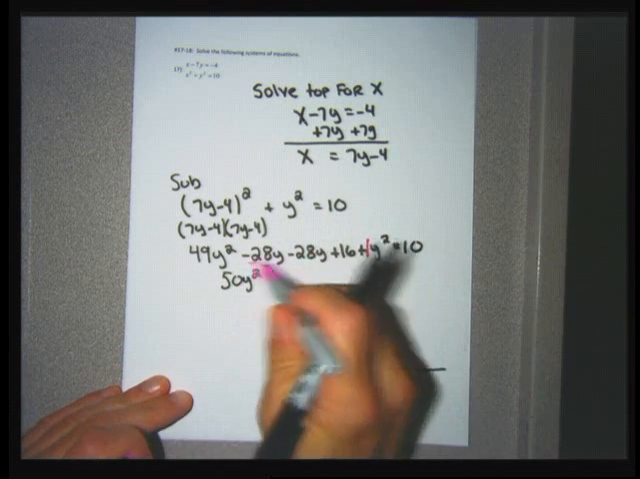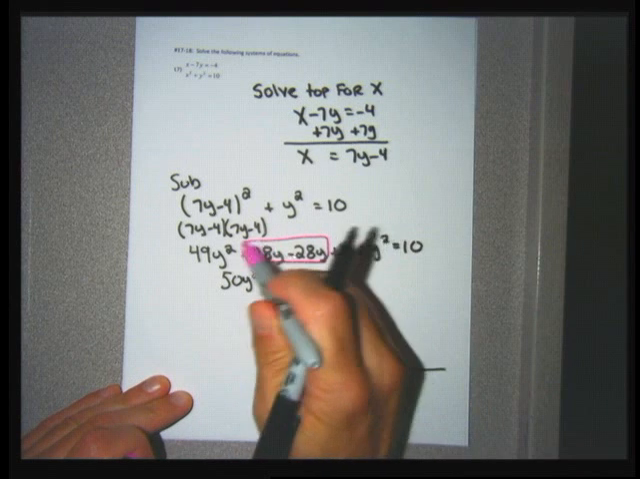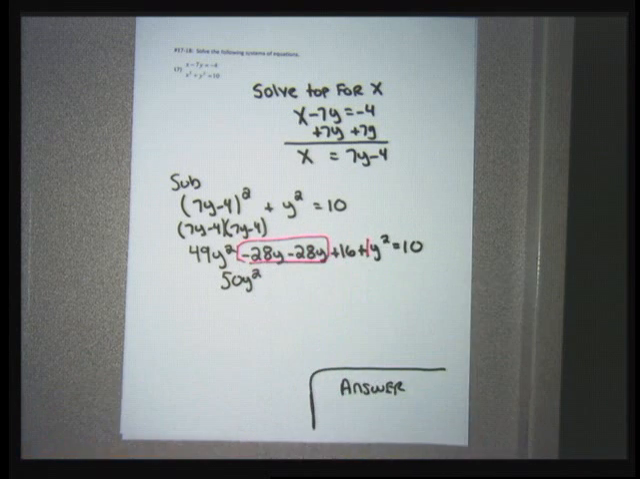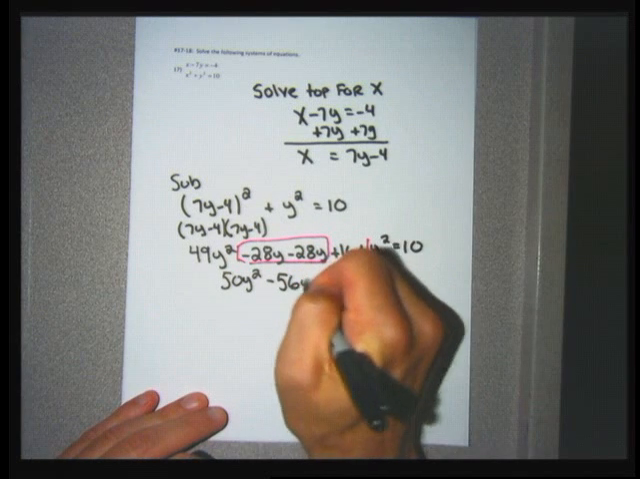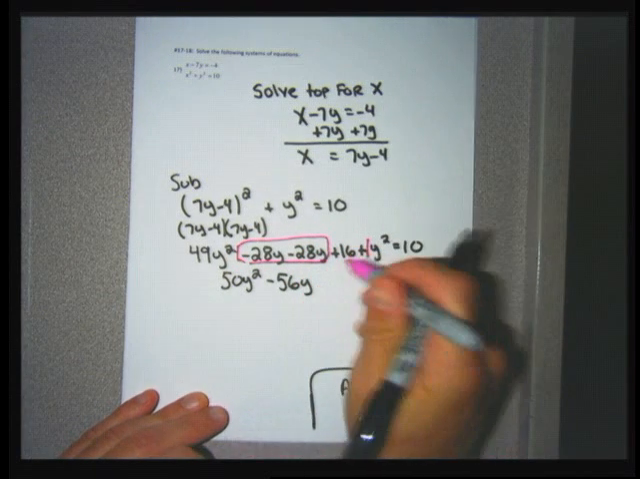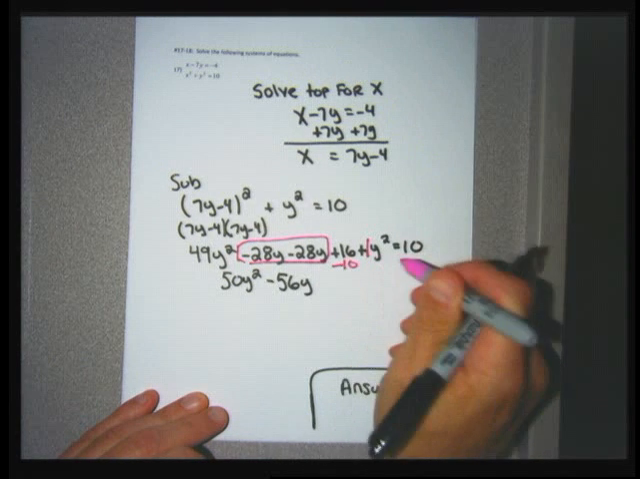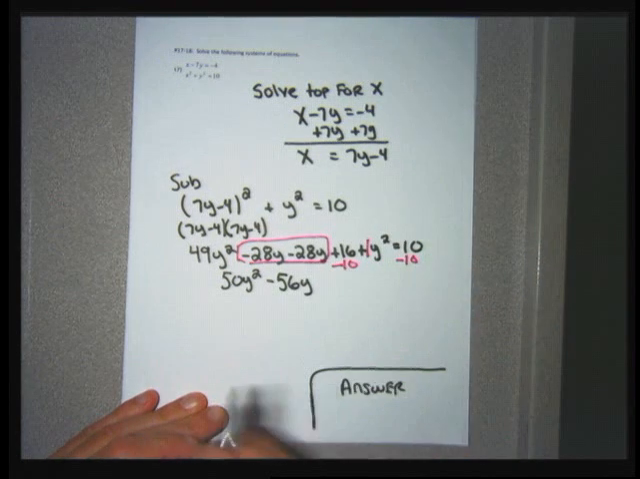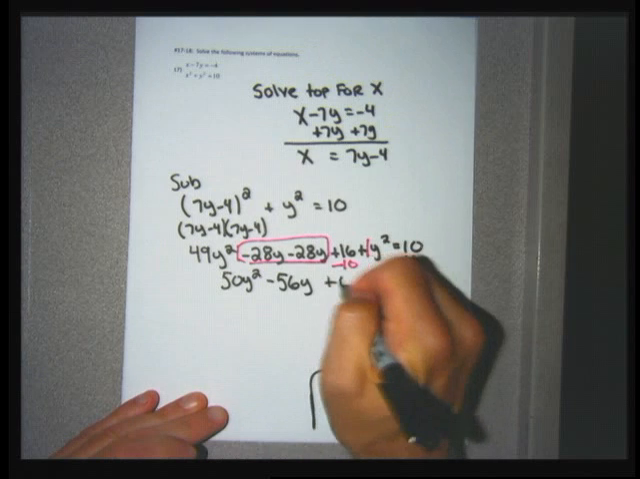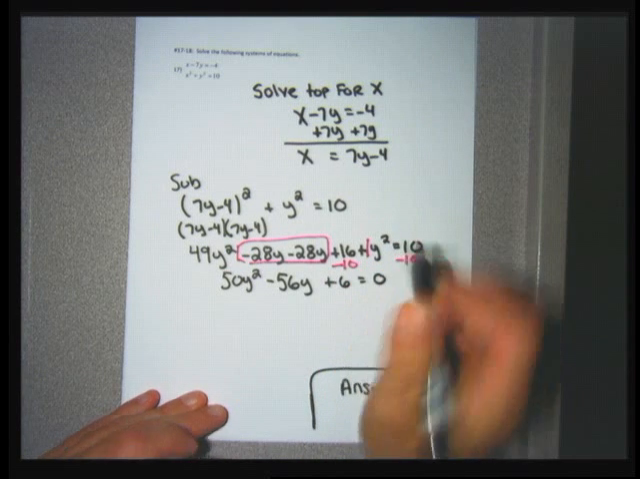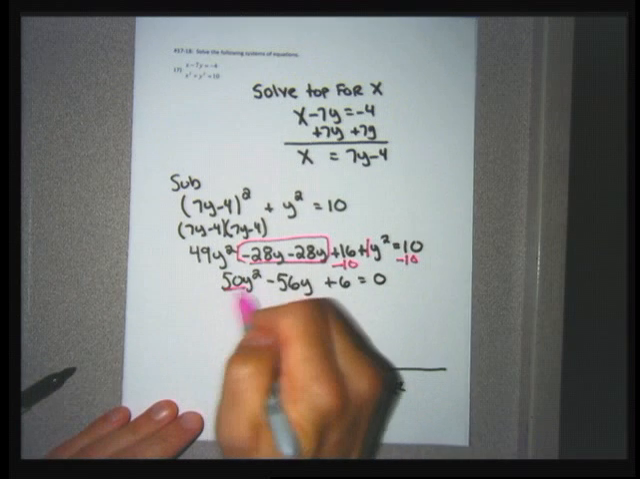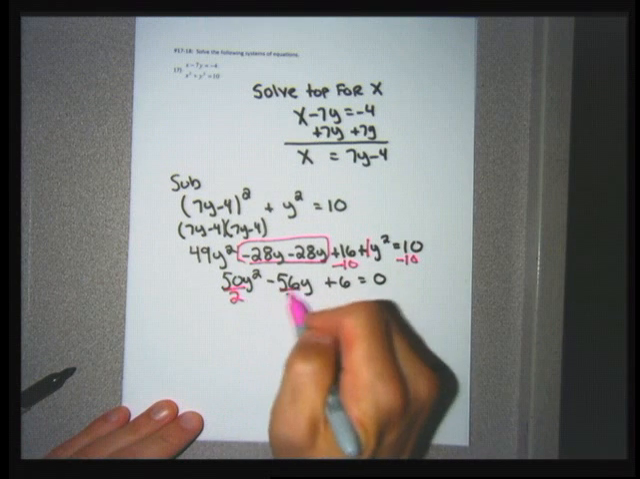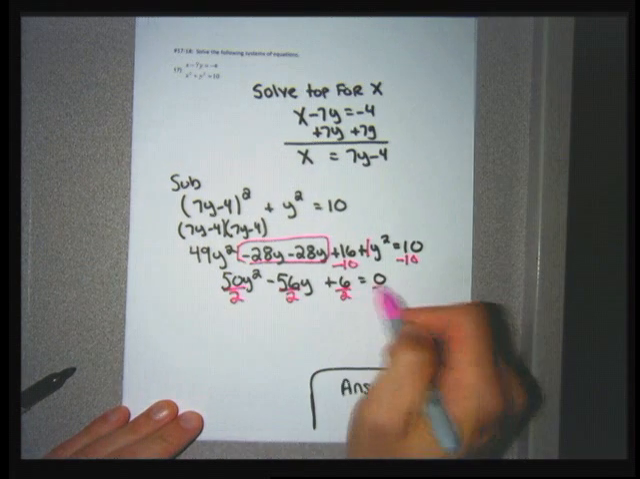These two minus 28y's, they have the same signs. I'm going to add the 28s and get 56 and keep the negative sign, so those will be a minus 56y. And then for the 16, I'm going to subtract 10 from both sides to get that 16 turned into a 6. So I have a problem that has an equal sign and a numerical common factor. I can divide that away. So I'm going to divide away a common factor of a 2.